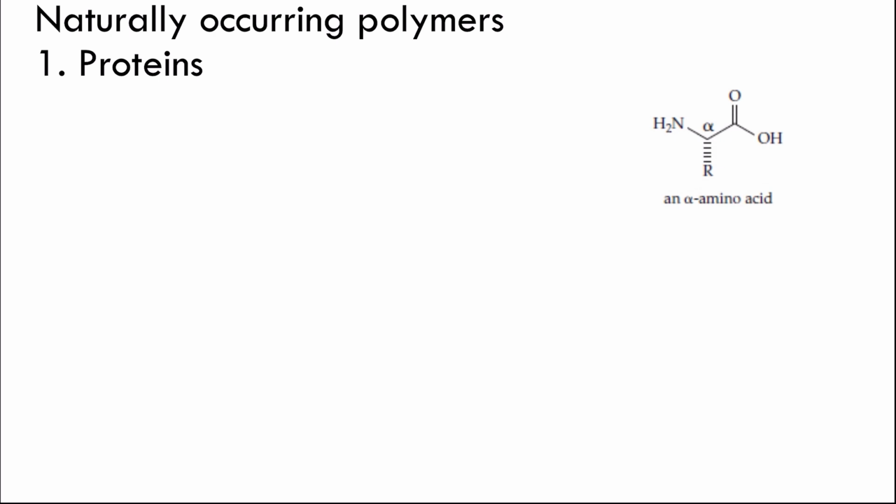So an amino acid is a structure or a compound that has two functional groups. The first one is the amino group, the NH2. The second one is the carboxylic acid group, the COOH group.